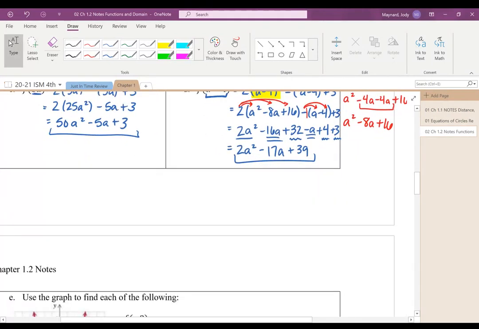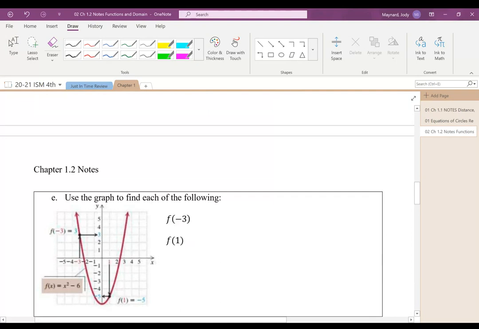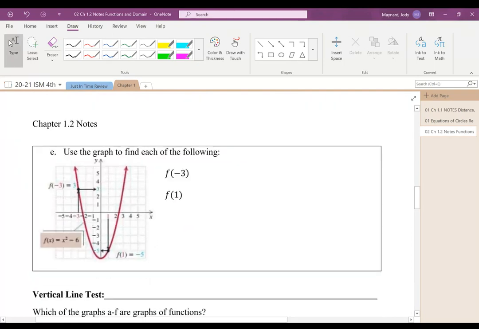All right, moving on down. So now we're going to use a graph to find the same thing. Honestly, I think using the graph is a little bit simpler than having to plug it into an equation. So please, please, please don't make this hard. The first thing that you're going to do is f of negative 3. Well, what does that mean? It wants the y value when x equals negative 3. That's what we're looking for.